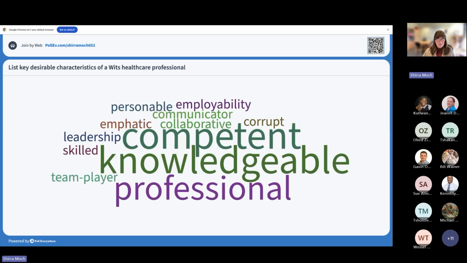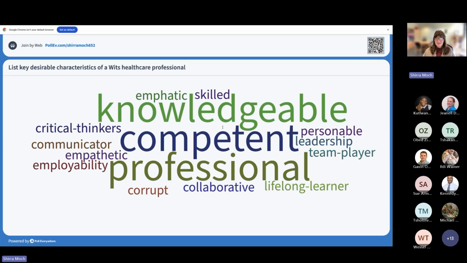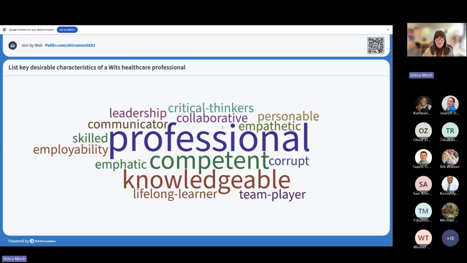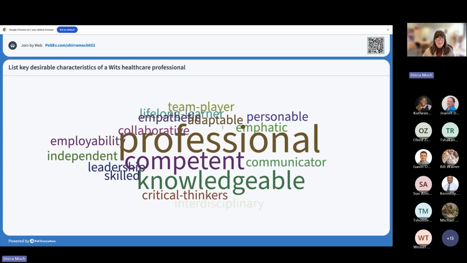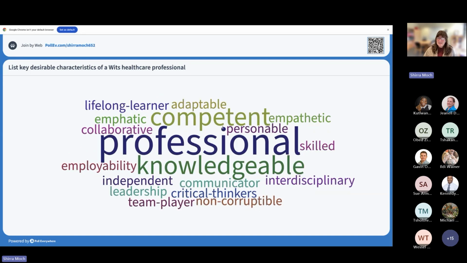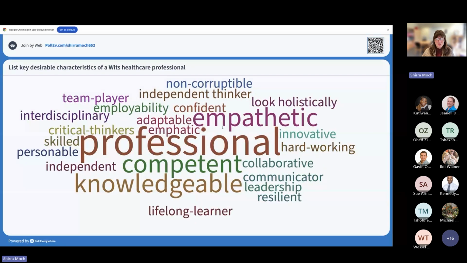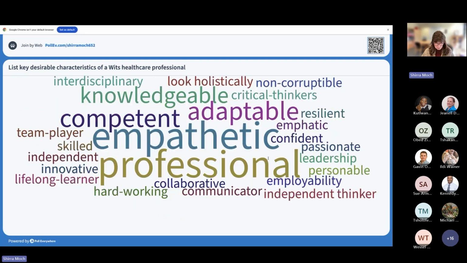Okay, competent I like. I'm not sure where we get with the corrupt one. Was that supposed to be together with something else? As in non-corruptible? Professional. We want them to be competent, knowledgeable, professional. And what does that actually mean? I really think that's interesting. We want lifelong learners. We want them to be able to practice in an interdisciplinary way. Critical thinkers. Wow, this is lovely. I'd say that there are definitely a lot of attributes here that are absolutely important. Resilient, hardworking. All of those things make a huge difference to how our healthcare professionals are and will be perhaps in the future. Sure. Okay.